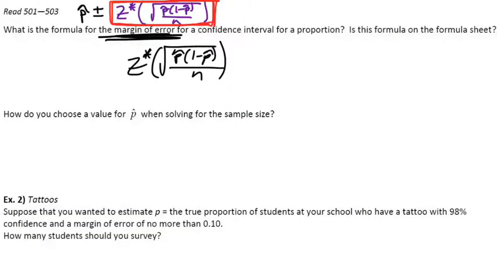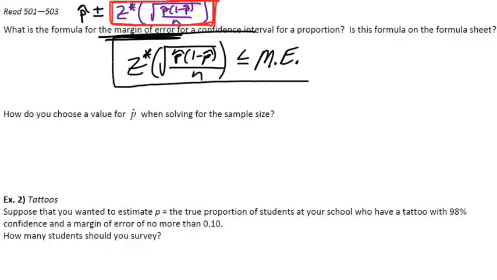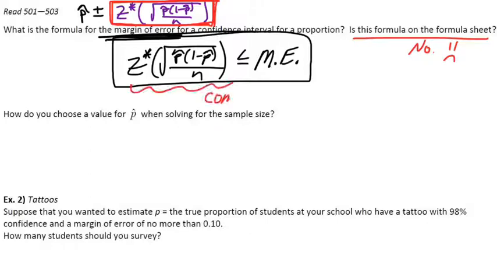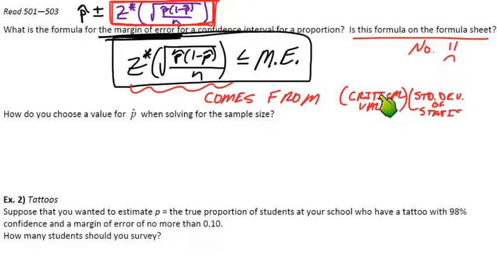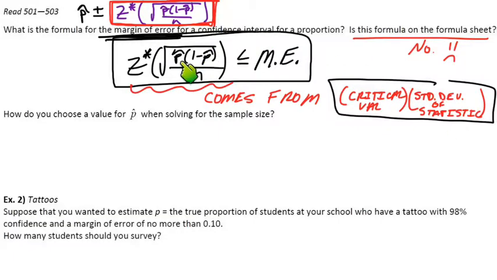And the formula that we use is actually like this. You take that piece and set that less than or equal to ME. ME is just whatever margin of error level you want to use. So this is the actual formula. Is it on the formula sheet? No, unfortunately not. Where does it come from? Well, if you think back to the one that's actually on the formula sheet, the z star is the critical value times, this is the standard deviation of the statistic, right? In our case, this is standard error for p hat.